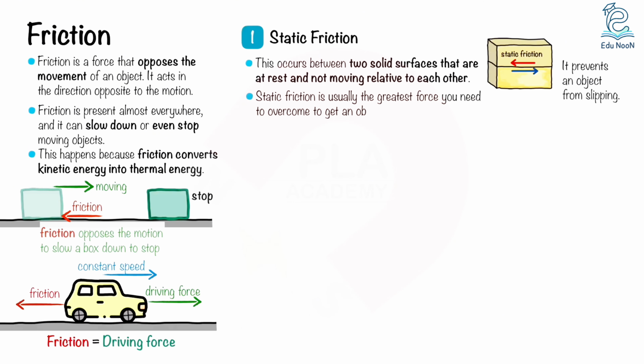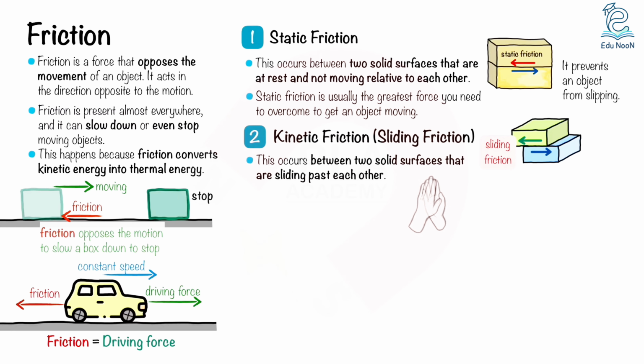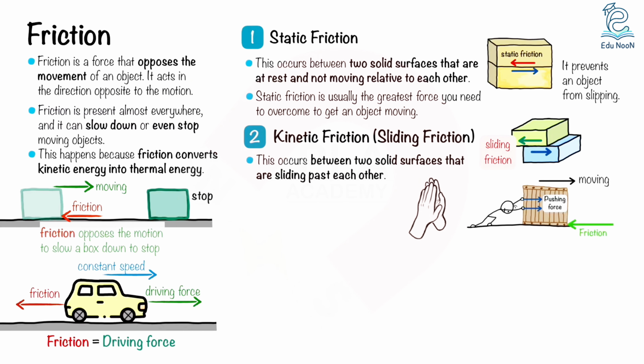Kinetic friction, or sliding friction, occurs between 2 solid surfaces that are sliding past each other. It is the force you feel when you rub your hands together or slide a box across the floor. Kinetic friction is usually slightly less than static friction. You can reduce both static and kinetic friction by using lubricants like oil or grease between the surfaces.